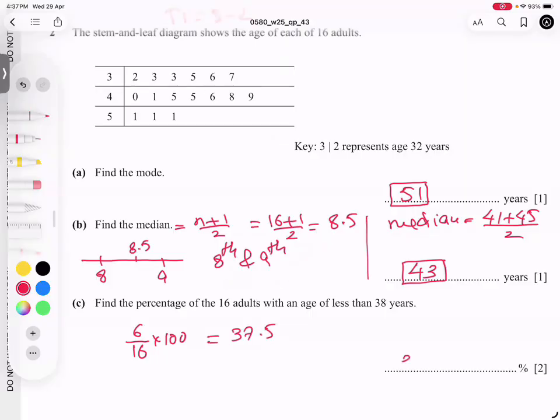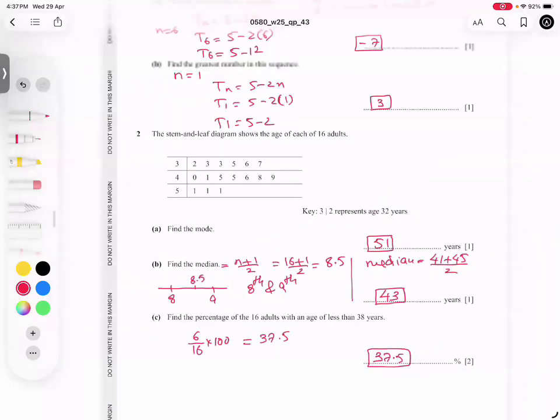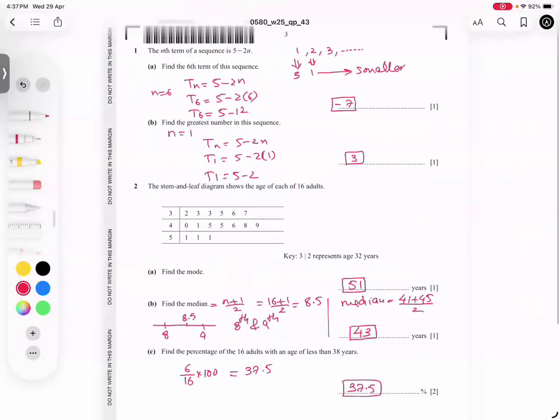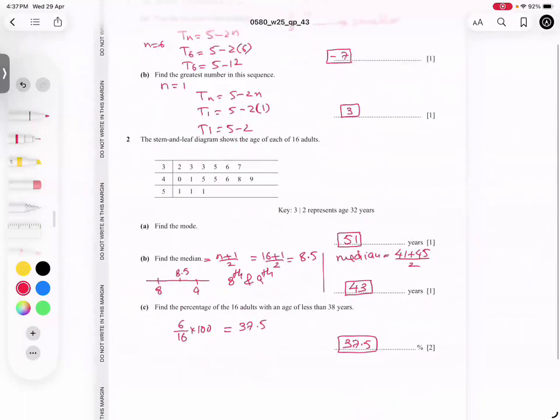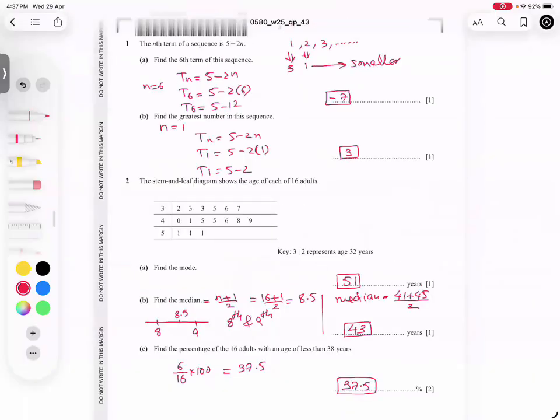So I hope the point is very clear, and we have done this. Yes, the first page is completely over, and now we're going to page number 2.